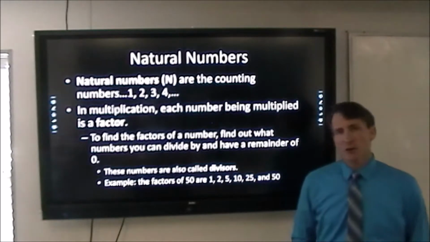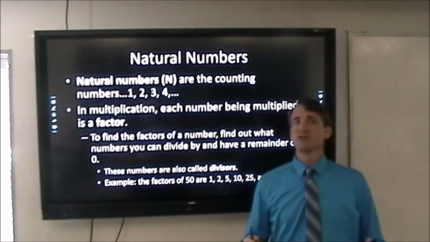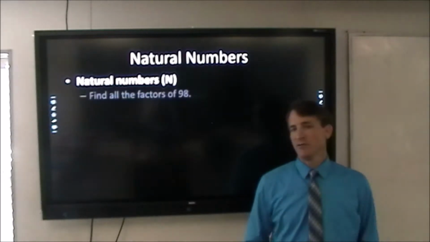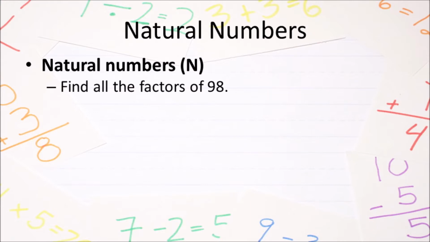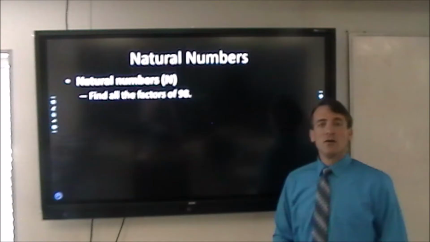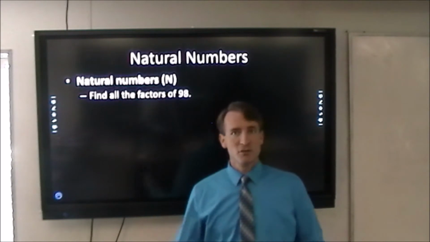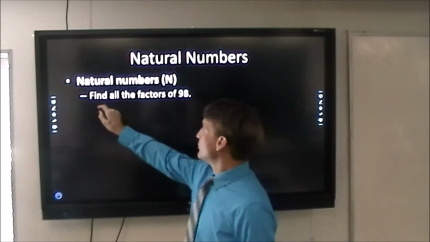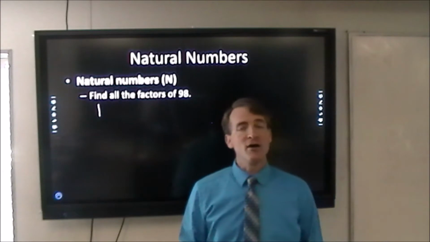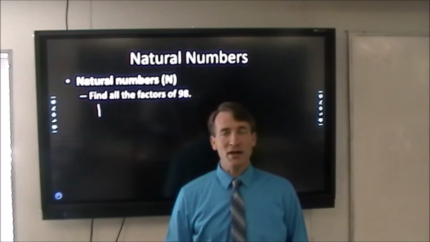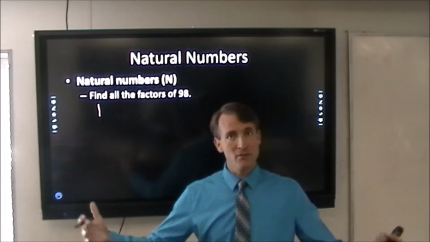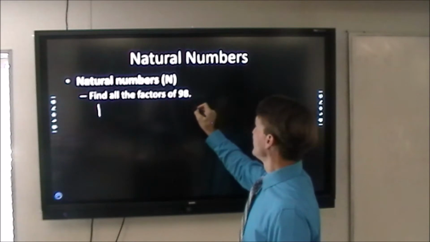The first objective we're going to try today is to determine the factors of a number. If we had 98 and I wanted to find all the natural number factors of 98, here is the process that I personally use. I begin by taking the first number, the number 1. 1 is always a factor of any number. If I take 98 and divide by 1, I get another factor of 98, which of course is 98.